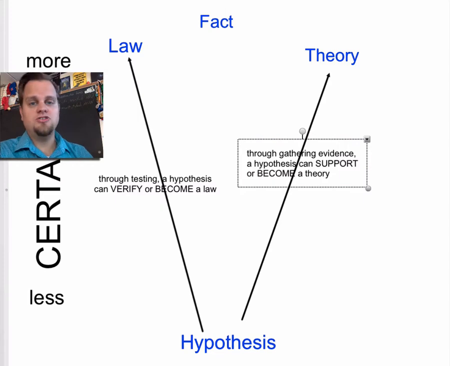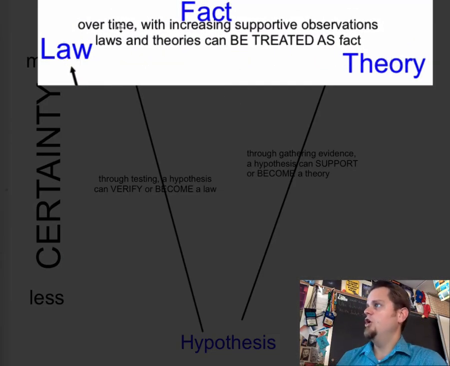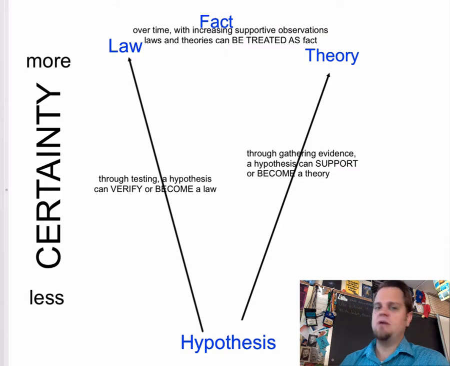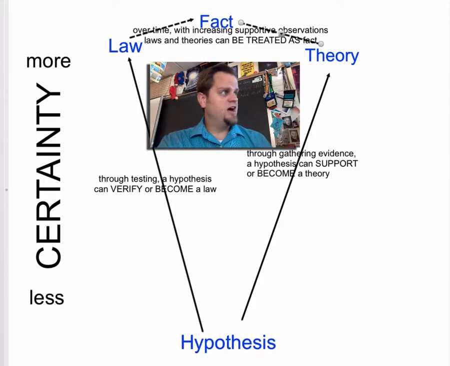So then, how do laws, theories, and facts relate to each other? Well, here's the thing. Laws are pretty much treated as fact, and over time, theories themselves do get treated as fact. So we can actually say that over time, with increasing supportive observations, laws and theories can be treated as fact, which means we can draw some arrows in between law and fact and between theory and fact. And so you have a hypothesis that through testing or observation became a theory or a law, and now we treat it as fact. Well, where does that lead us?